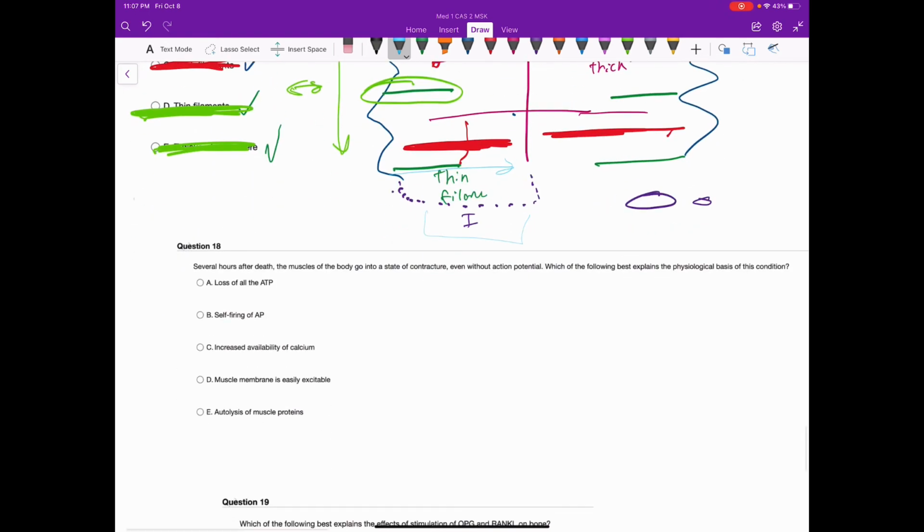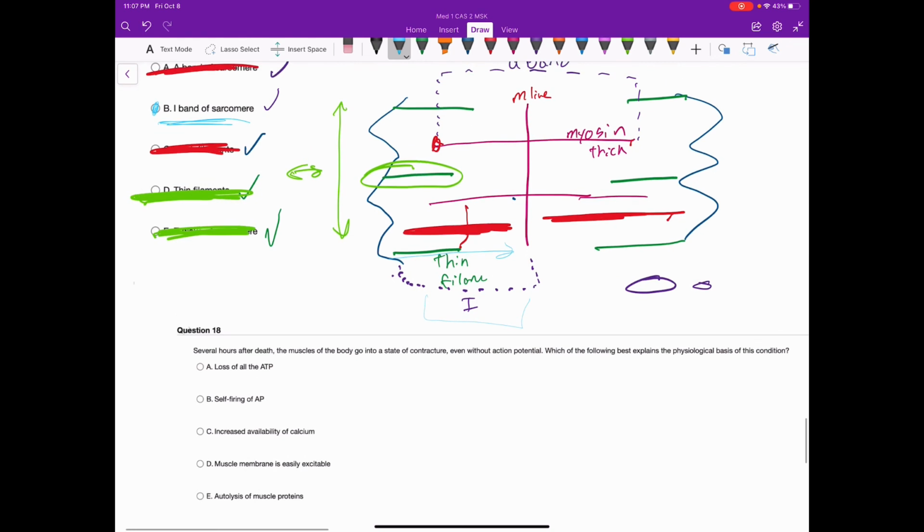Now, question 18. This is going to build on the question above. Several hours after death, the muscles of the body go into a state of contracture, even without action potential. Okay, so you don't need this, but the muscles are contracting. How? Which of the following explains the physiological basis of this condition? Okay, so when the muscles contract after death, it's called rigor mortis. Okay, but I thought the only way muscles contract is with an action potential. Yes, but after death, what happens?